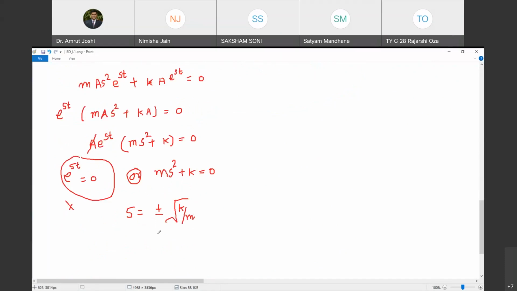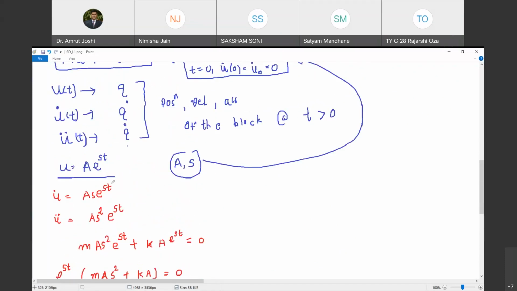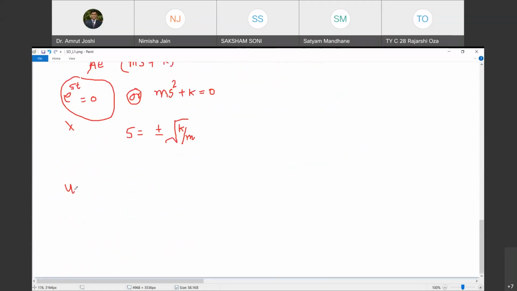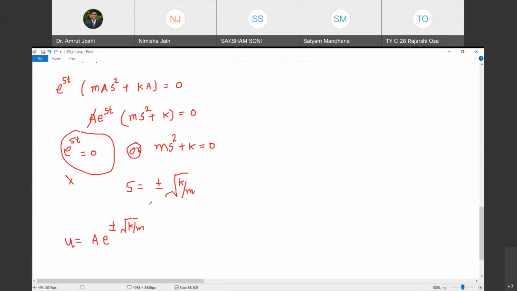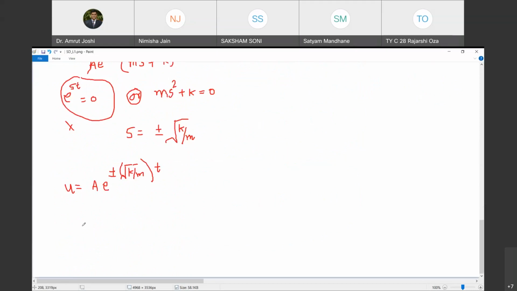Yes, sir. Now I will substitute this value of s in this solution. So what is my solution? u is equal to a e raised to plus or minus square root of k by m times t. Are you with me? Happy? Yes, sir.